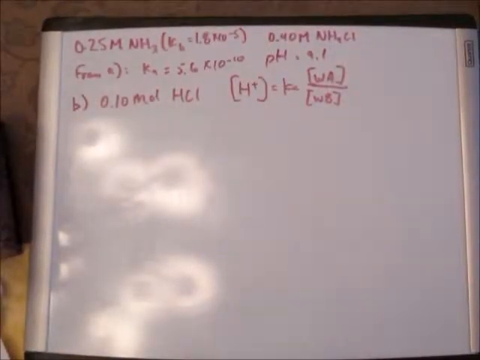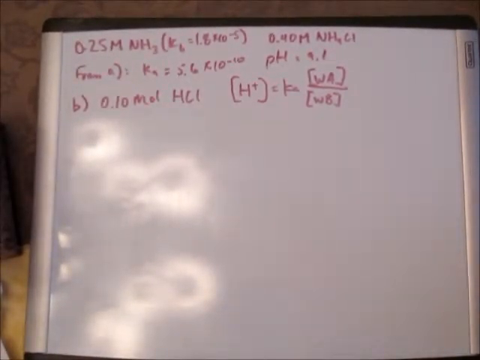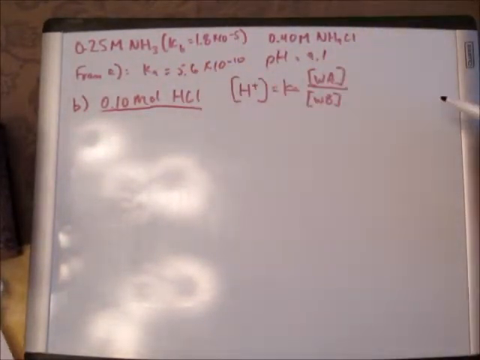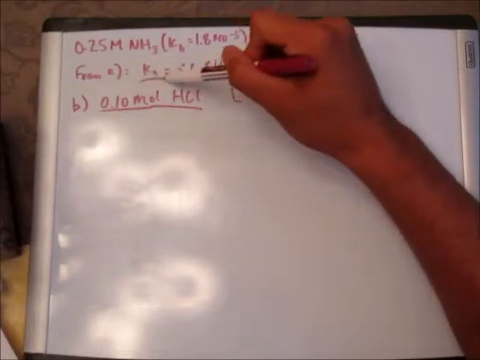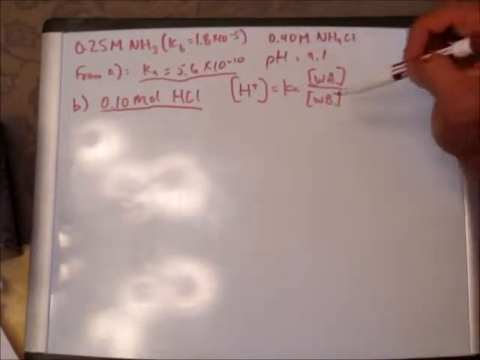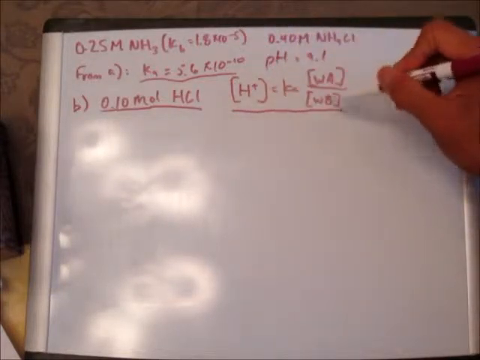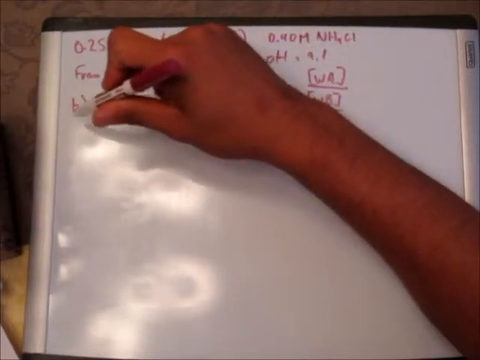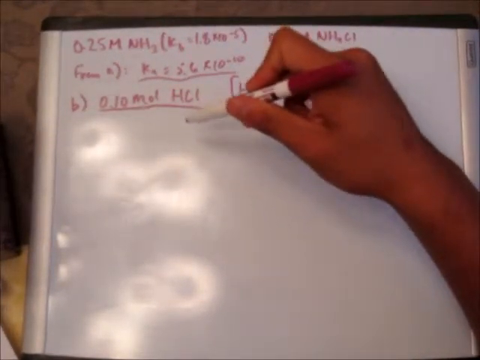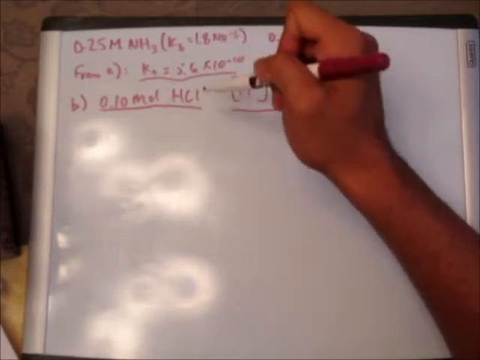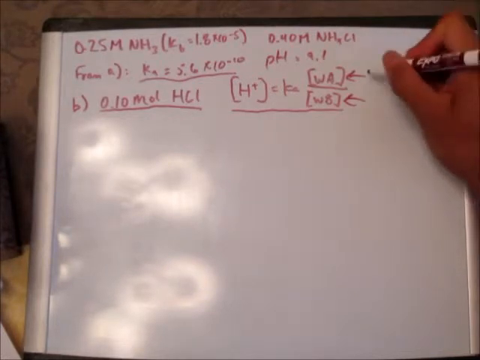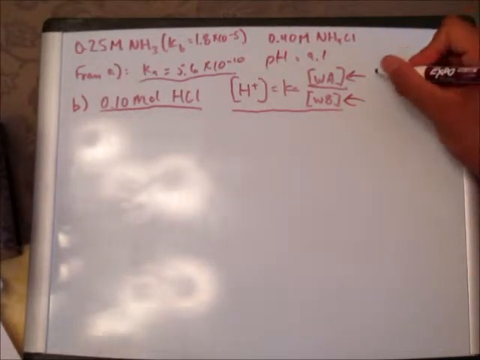This is part B of the problem. This one asks what is the pH after adding 0.1 mole of HCl. From part A, we know that Ka is equal to 5.6 times 10 to the negative 10, and we know the buffer solution equation is H plus equals Ka times weak acid over weak base. The difference is you're adding 0.1 mole of HCl, so you cannot use the concentration in the equation. Instead, you have to use moles, not the big M molarity.